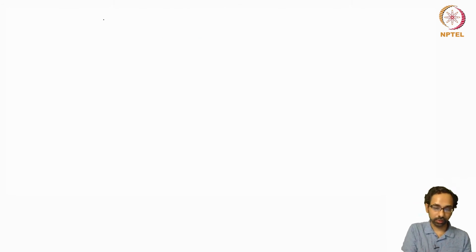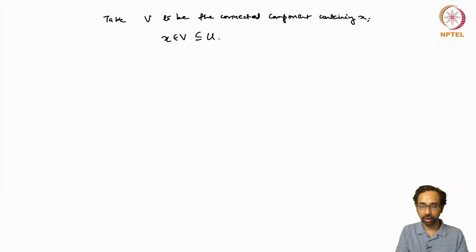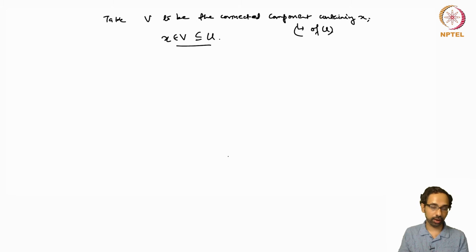So take V to be the connected component of U containing x, and so this means that x belongs to V and V is a subset of U. So connected component here of U, okay, so the connected component of U that contains x, and so this condition is fulfilled and we see that X is locally connected.